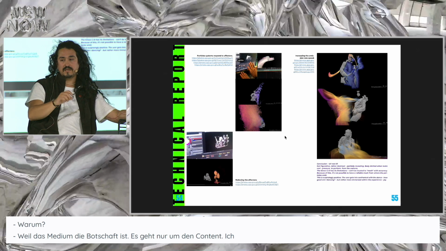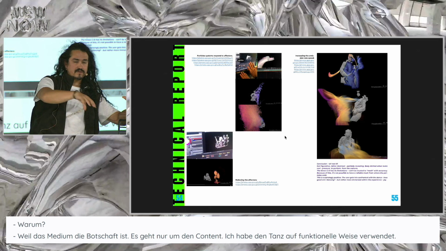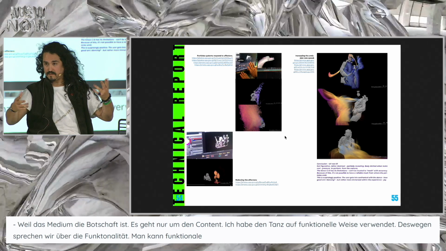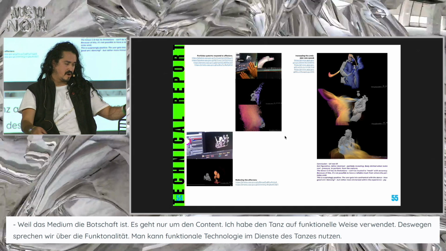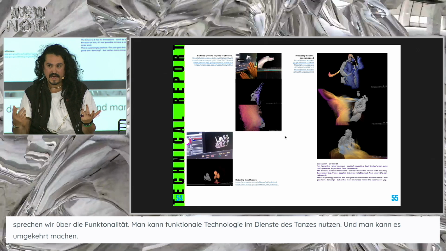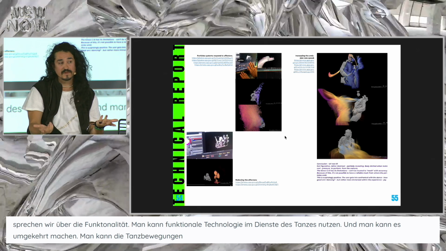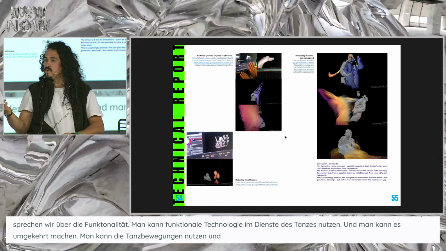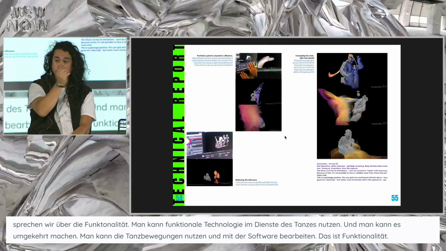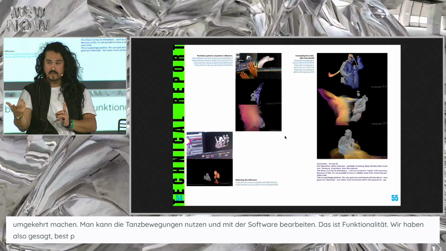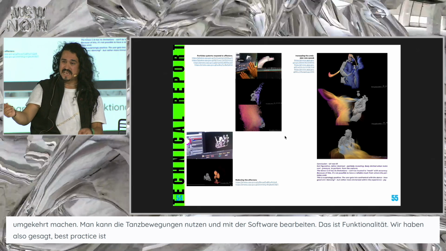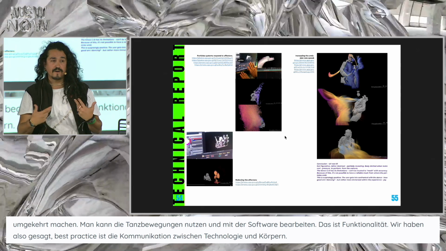That's what we call functionality. You can have functional technology on the surface of dance. A simple example is using projection mapping to enhance the dance. That's functional. And the other way around, you use the dance movements in 3D software with a Kinect, because there's nice data to create something from it. That's functional. What we do, in short, is a queer form of communication between technology and bodies. So it's everything in between. It's not dance, but also not video. It's somehow in between, but also not functional.